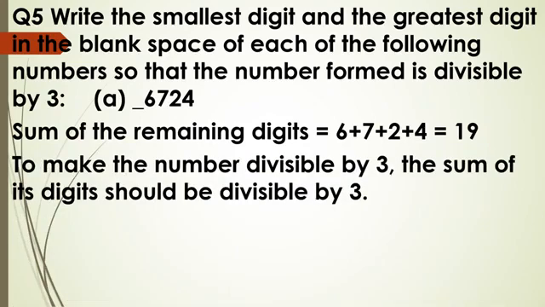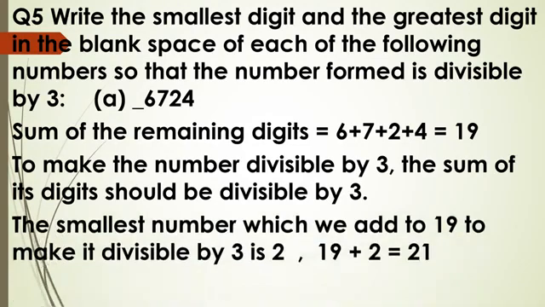21 is divisible by 3, that you all know. 20 is also not divisible. 21 is divisible. So in 19, if you add 2, it will become 21. Okay. And 21 is divisible by 3. That means the smallest number that we have to add in 19 is 2 to make it divisible. So in place of blank, we can write down 2. This is the smallest number that we have to add.